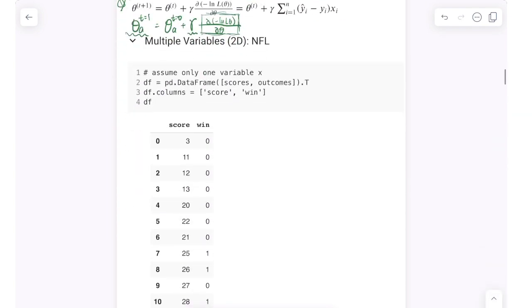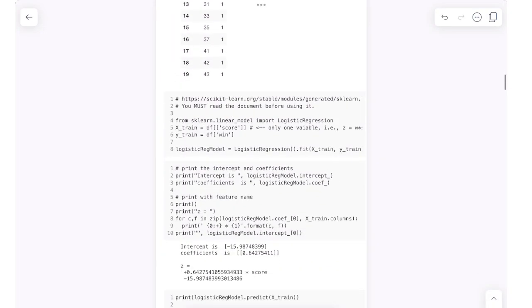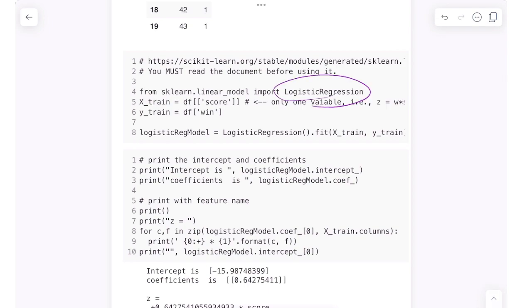But as I mentioned before, that is just some mathematical detail. When we analyze such kind of data, for example, that is the data, right? We simply apply some Python packages. We have sklearn, and it has a logistic regression library.